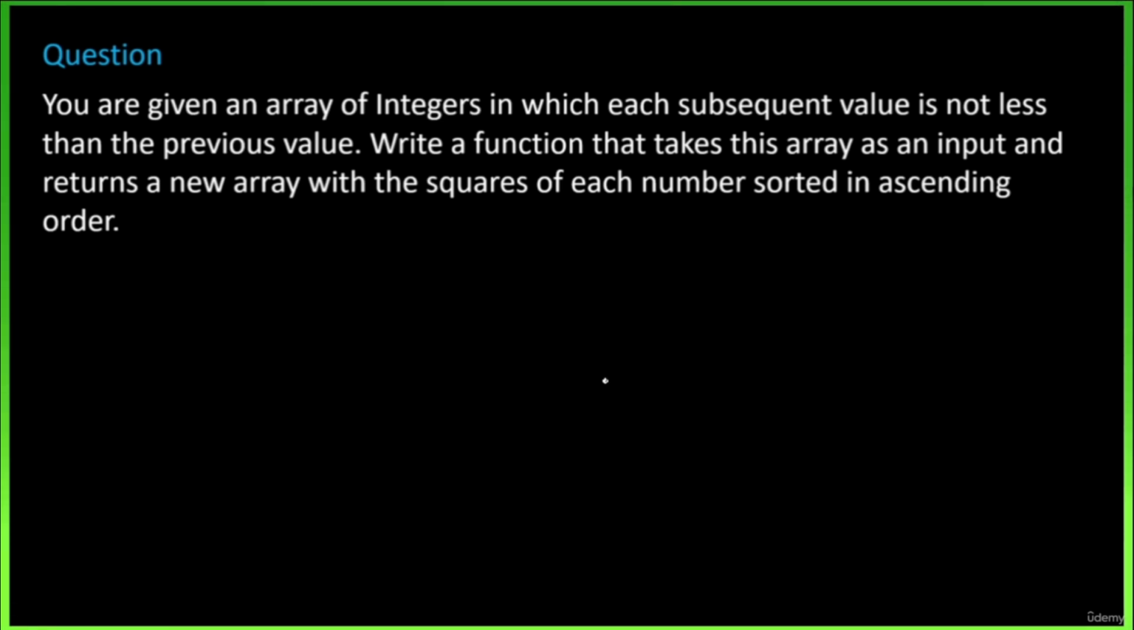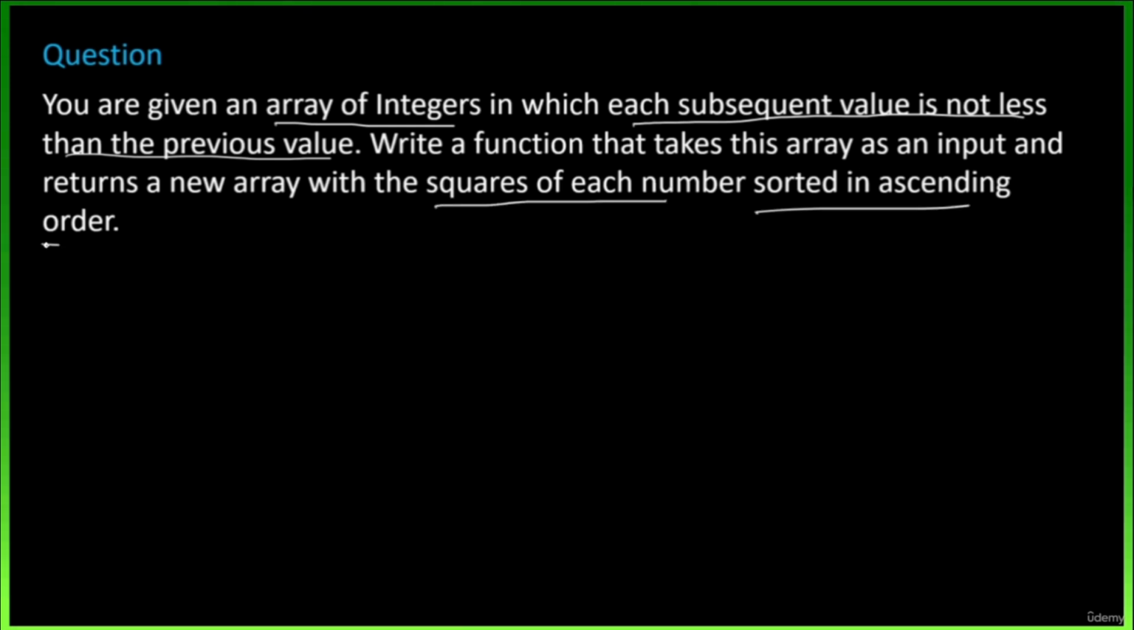Now let's try to understand this question. We will be given an array of integers and each subsequent value is not less than the previous value. That means every subsequent value can be either equal or greater. So basically we are given an array of integers that's sorted in ascending order, and the output of the function should be an array where the squares of each number are sorted in ascending order. So this is the question.